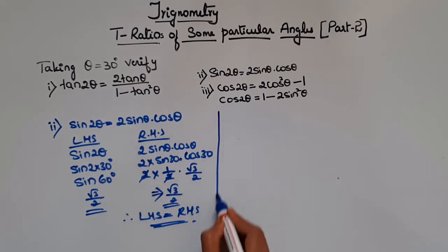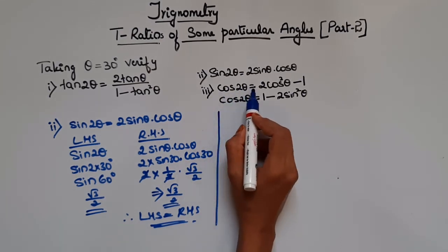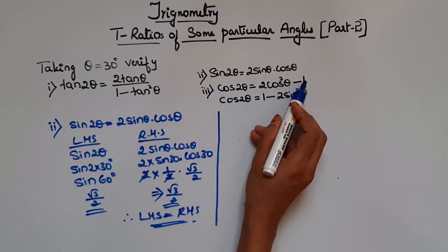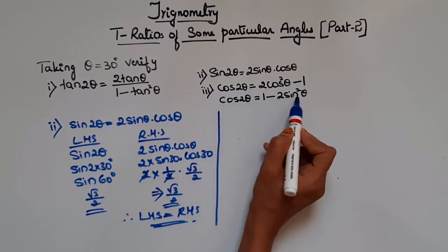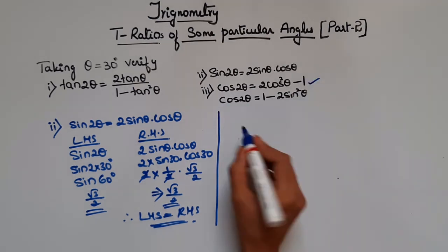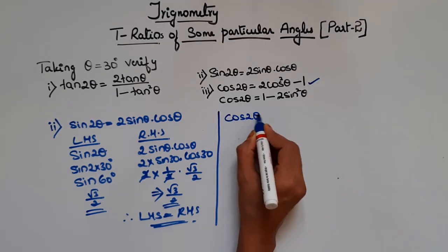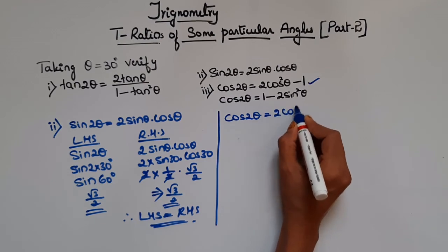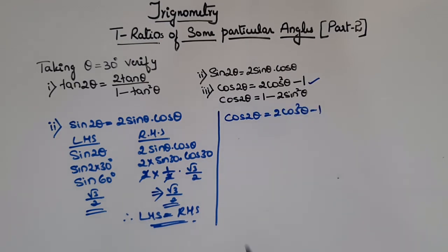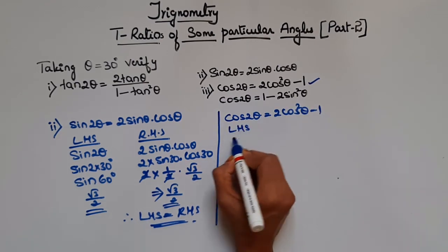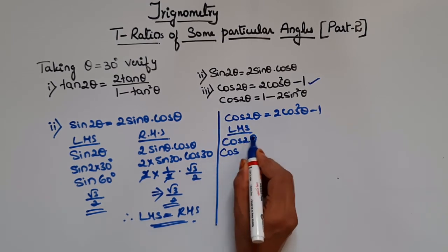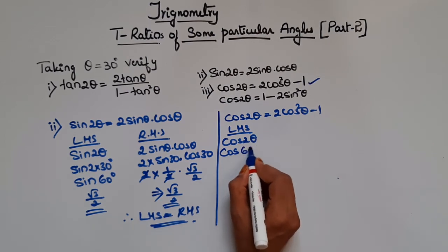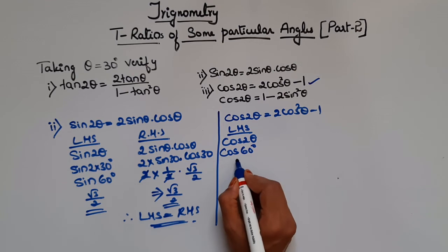Now let's see the last one. So here we have cos 2 theta is equal to 2 cos square theta minus 1, and cos 2 theta can also be written as 1 minus 2 sin square theta. So first let me do this. We have cos 2 theta is equal to 2 cos square theta minus 1. So in this case LHS is cos 2 theta. So cos of 2 into 30, theta is 30, right? So cos 60 degree. So cos 60 we know it is half.